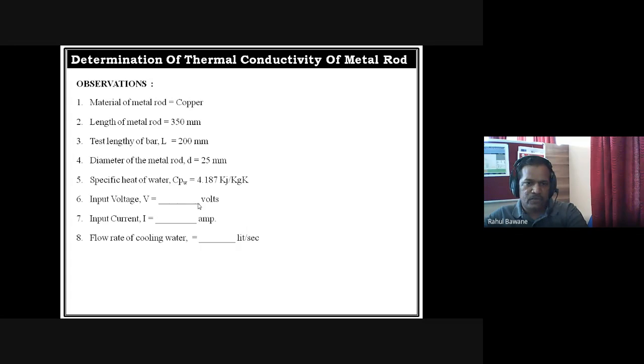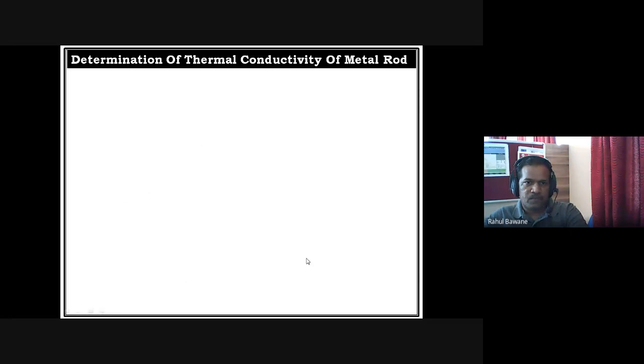Input voltage we have to write down here. Input current, the corresponding current, we have to write down here. And the flow of cooling water, the most important parameter, we have to maintain here. As I said, it must be between 300 to 400 ml per second, okay, so 0.3 to 0.4 liter per second.